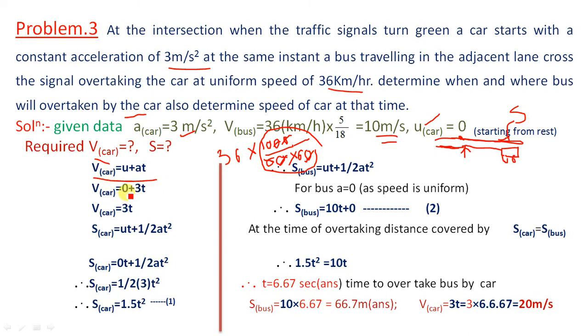So v is equal to u plus at. So v of car, initial velocity is 0. Acceleration of car is given as 3. So you will get v of car is equal to thrice t.